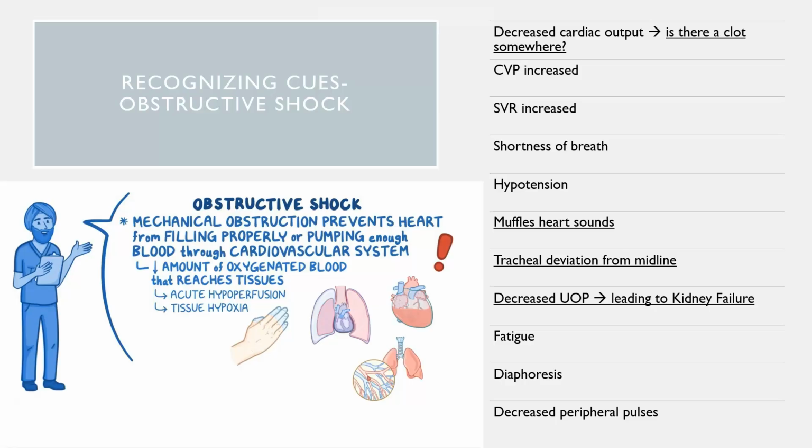You can also see decreased urine output leading to kidney failure. That would be like a heart attack patient, but think more along the lines of there's a clot and there's an obstruction causing that heart attack. So blood flow is not going to the kidney. Therefore, the kidney starts to get injured and goes into a failure or injury. Fatigue, diaphoresis, and decreased peripheral pulses.